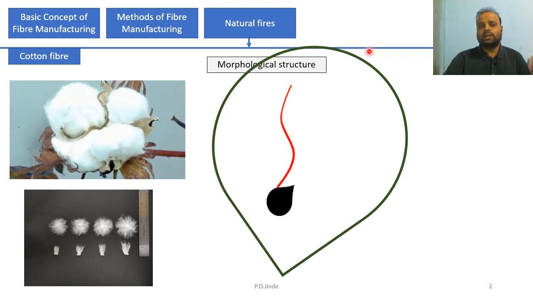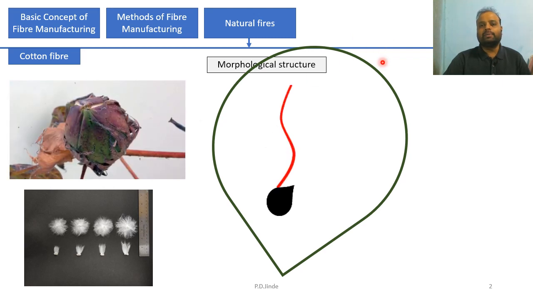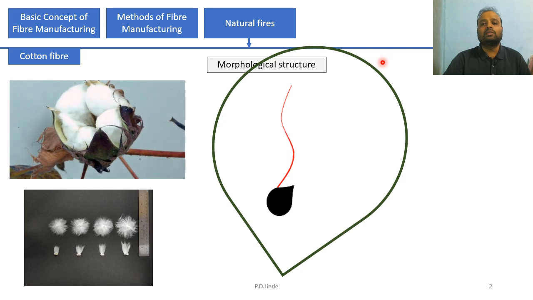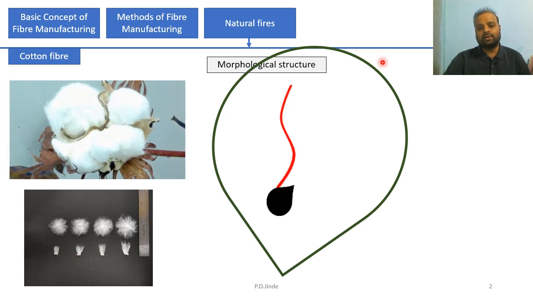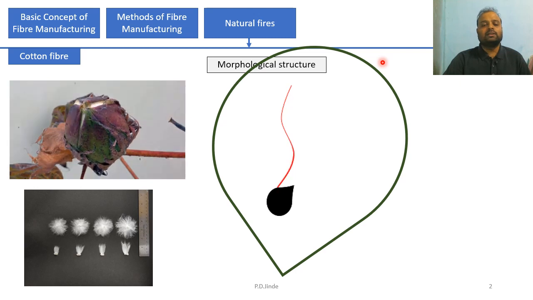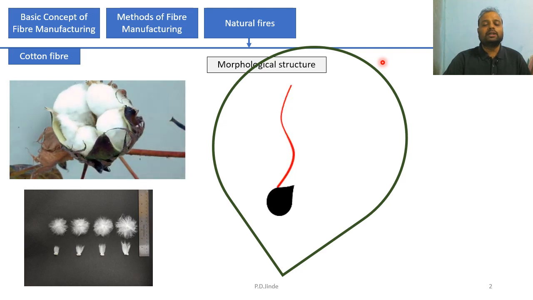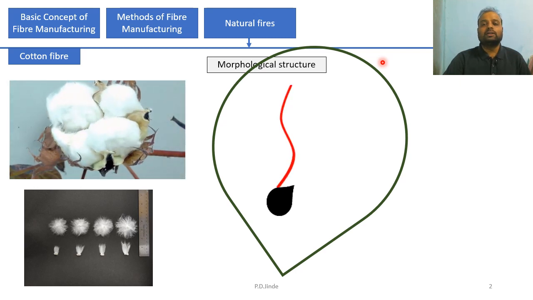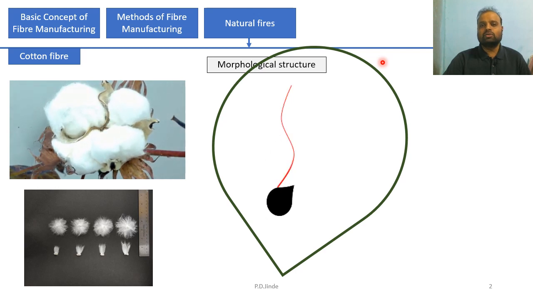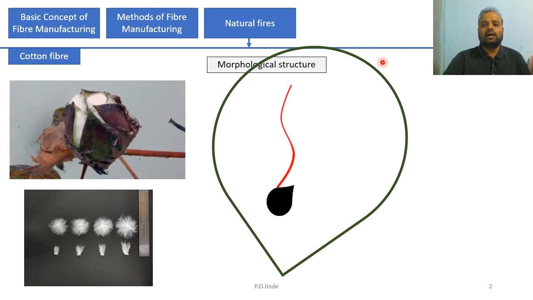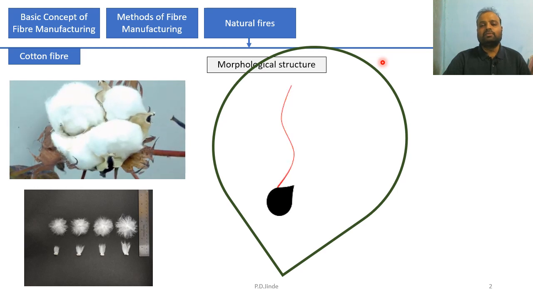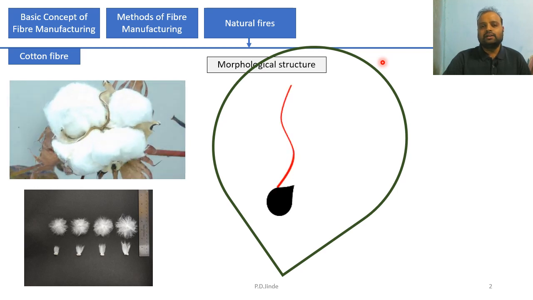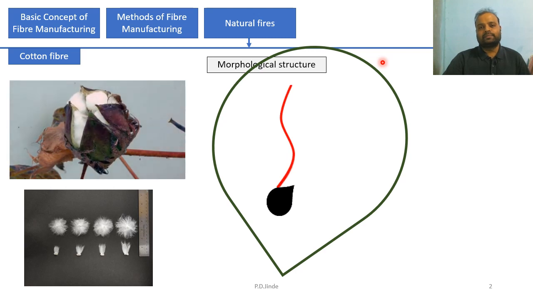Due to the dryness in the atmosphere, what will happen? The center part of the cotton collapses, the fiber shrinks, and convolutions develop. So naturally, when the cotton fiber is exposed to the dry atmosphere, convolutions are created. What are those convolutions? Let's see and understand in the further slides. But before that, let's understand the morphological structure.